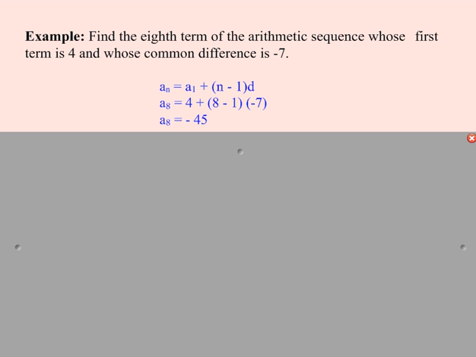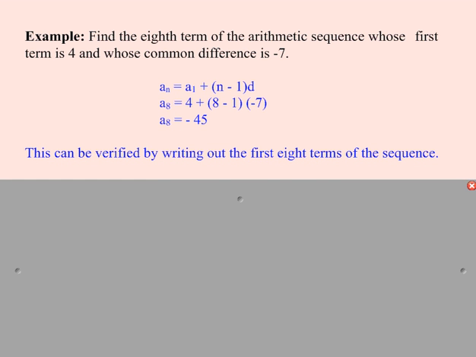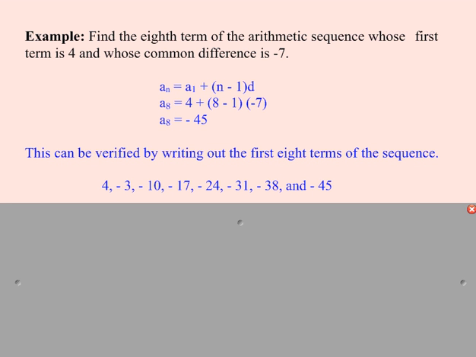If you wrote out the 8 terms of the sequence, we could verify this. There's our first term, 4, right there. We add on negative 7 to get negative 3, add on negative 7 again to get negative 10, add on negative 7 over and over again until we get to our 8th term of negative 45. But again, what the recursive formula does is it allows us to jump right to the 8th term without writing out the 7 terms before it.